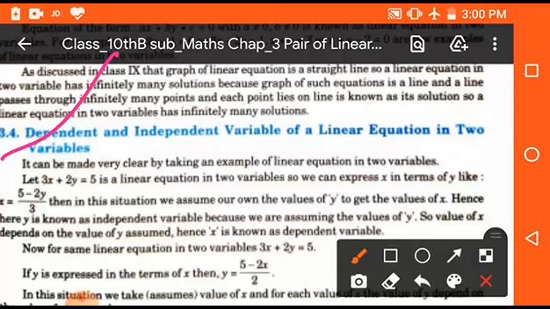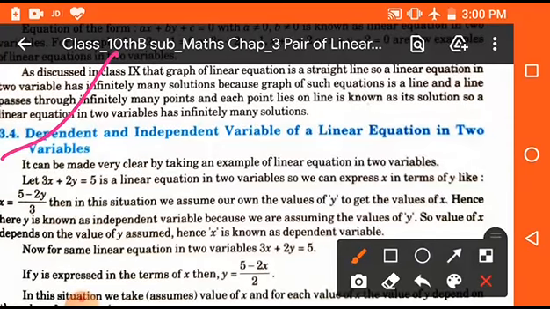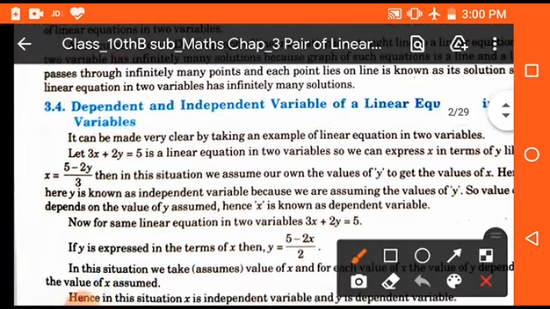Now students, dependent and independent variables of a linear equation in two variables. See the equation 3x plus 2y is equal to 5. From this equation we can find the value of x, and it will be (5 minus 2y) upon 3. Here we can put any value of y according to our choice. That means y is free and the value of x depends on the value of y, so x is a dependent variable and y is an independent variable. Clear?